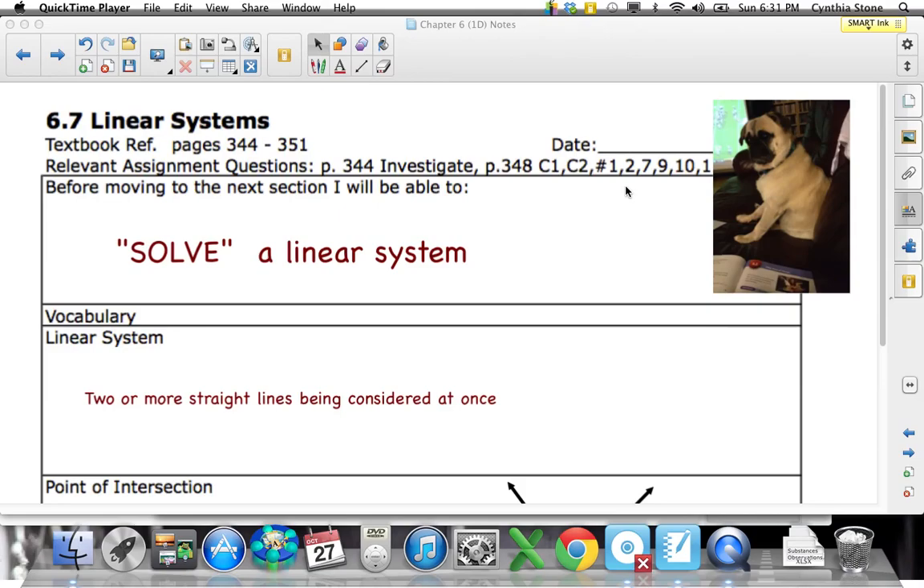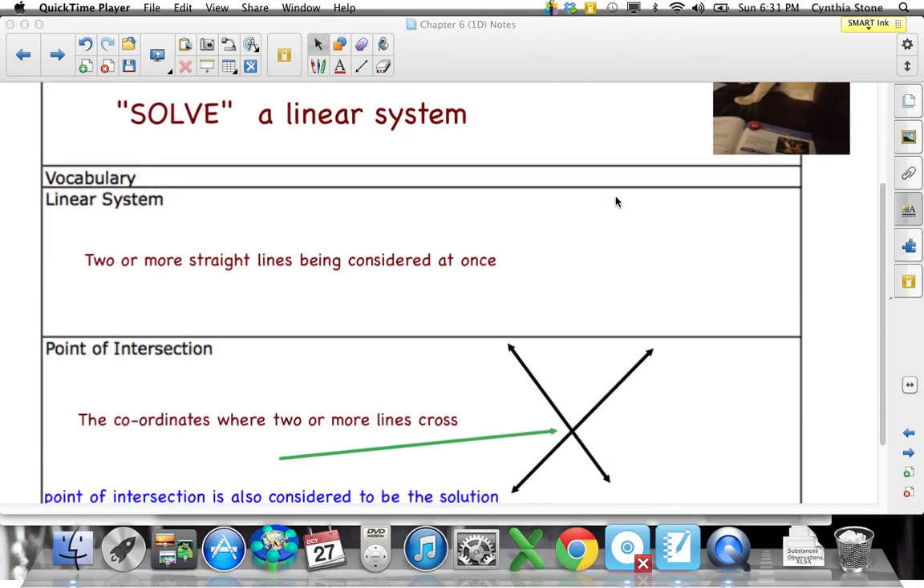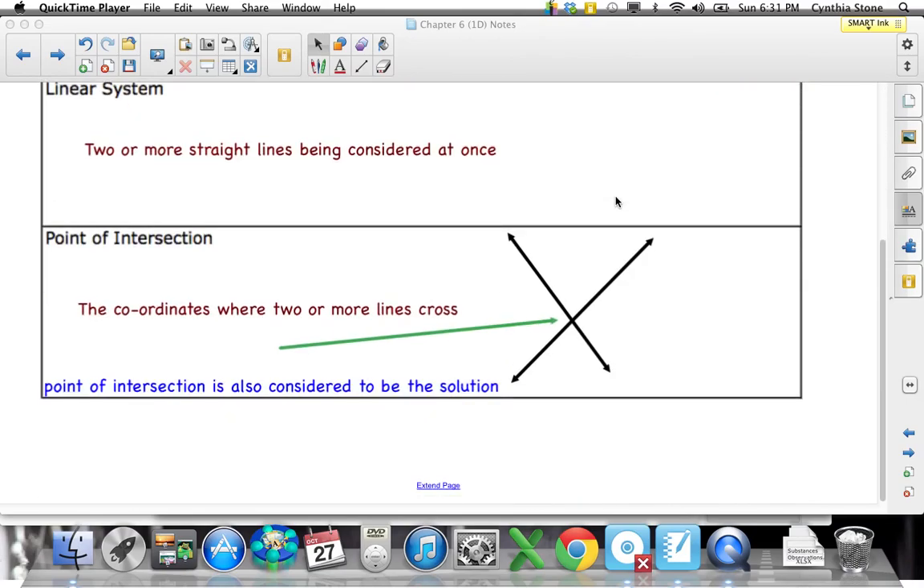Before moving on, we want to solve a linear system, and I guess you need to know what a linear system is, which means that you've got two or more, but we usually deal with two, straight lines. Linear is straight, and the system means there's more than one. The solution to a linear system is the point of intersection. So you've got two straight lines, they run into each other. Where they cross, that's the point of intersection, and that's also the solution.